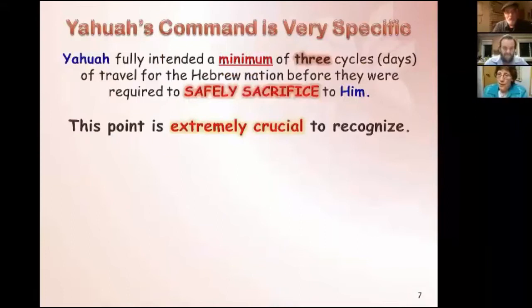Yahuwah's command was very specific. Tim, do you want to go ahead and do this slide? Yahuwah fully intended a minimum of 3 cycles of travel for the Hebrew nation before they were required to safely sacrifice to him. This point is extremely crucial to recognize.